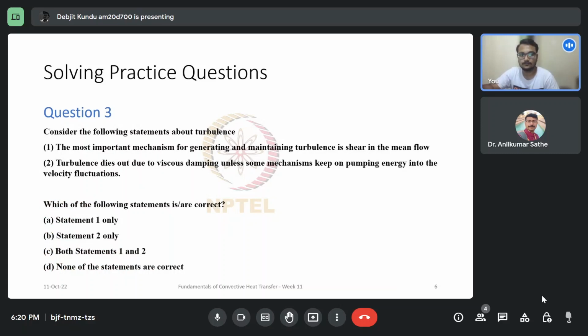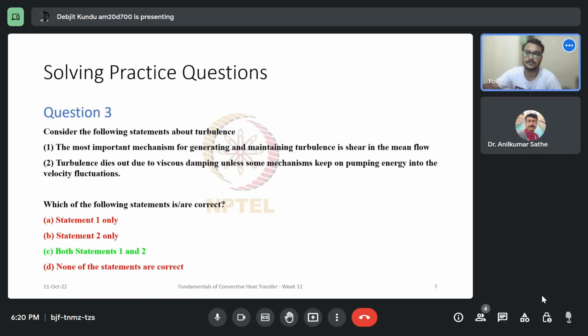Consider the following statements about turbulence. Statement 1 says the most important mechanism for generating and maintaining turbulence is shear in the mean flow. And statement 2 says turbulence dies out due to viscous damping unless some mechanisms keep on pumping energy into the velocity fluctuations. Which of these two statements is or are correct? Option A, statement 1 only? Option B, statement 2 only? Option C, both statements 1 and 2? Or option D, none of these statements are correct? Both are correct.